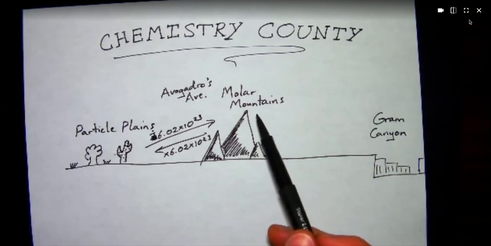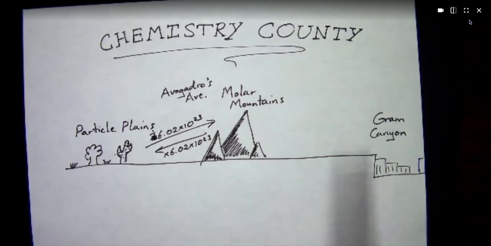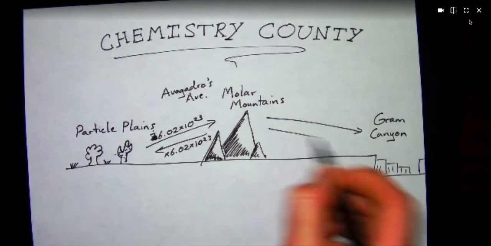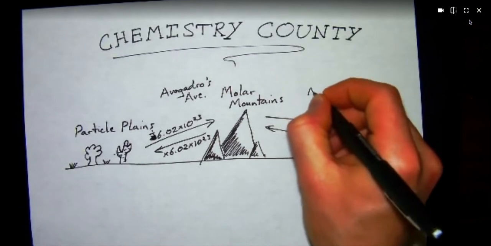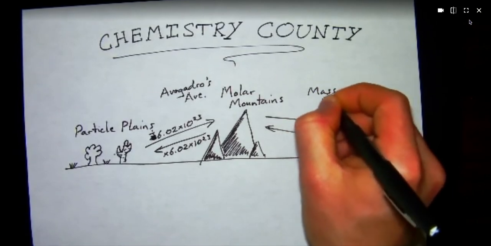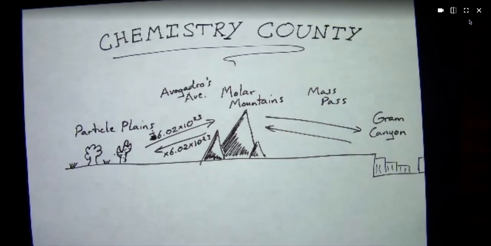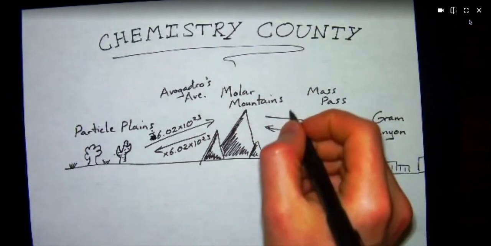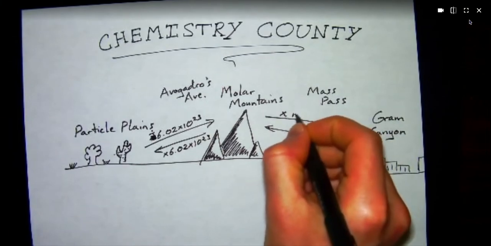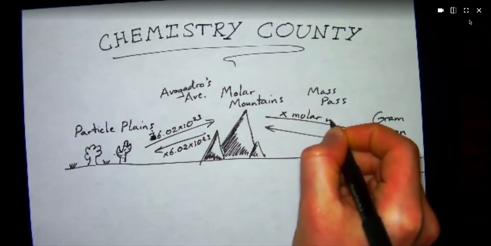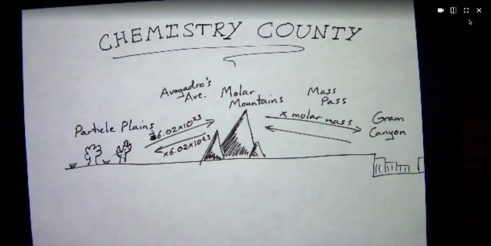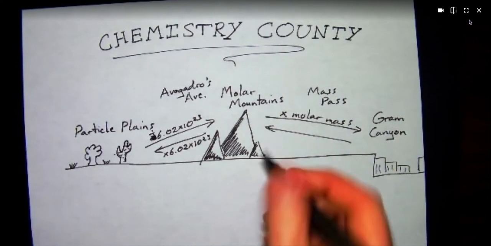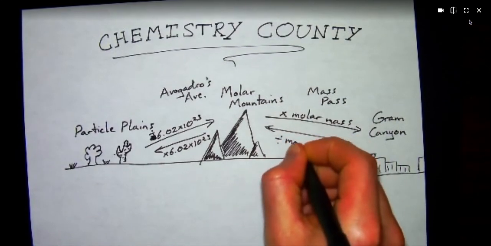If you know how many moles of something you have, you know that you can figure out how many grams of something you have. And all you've got to do is go through the Mass Pass. If you know how many moles you have and you want to know how many grams you have, you're going to multiply by the molar mass of whatever substance you're working with. And if you have a number of grams and you want to know how many moles, you're going to divide by the molar mass.